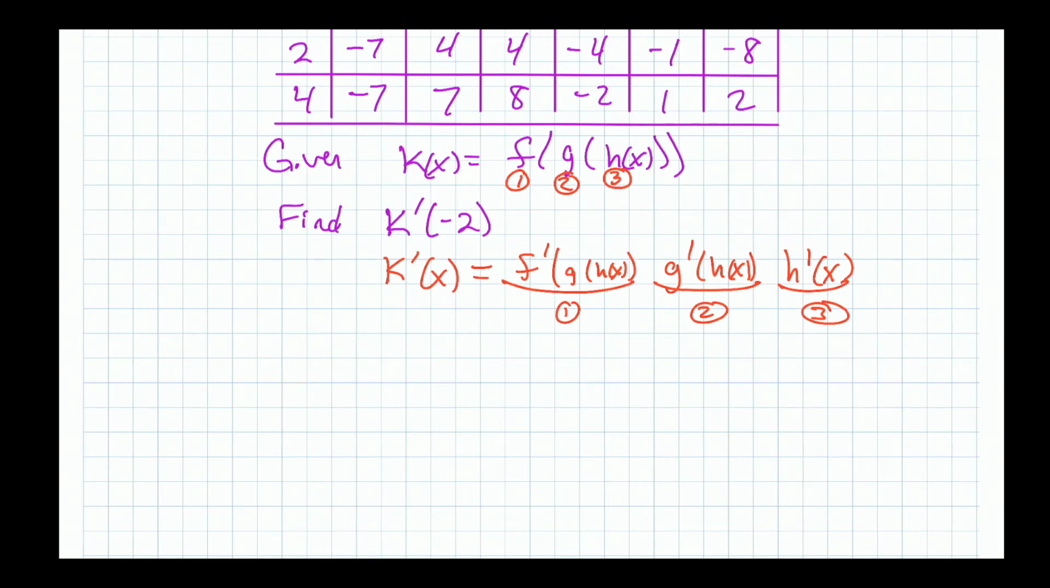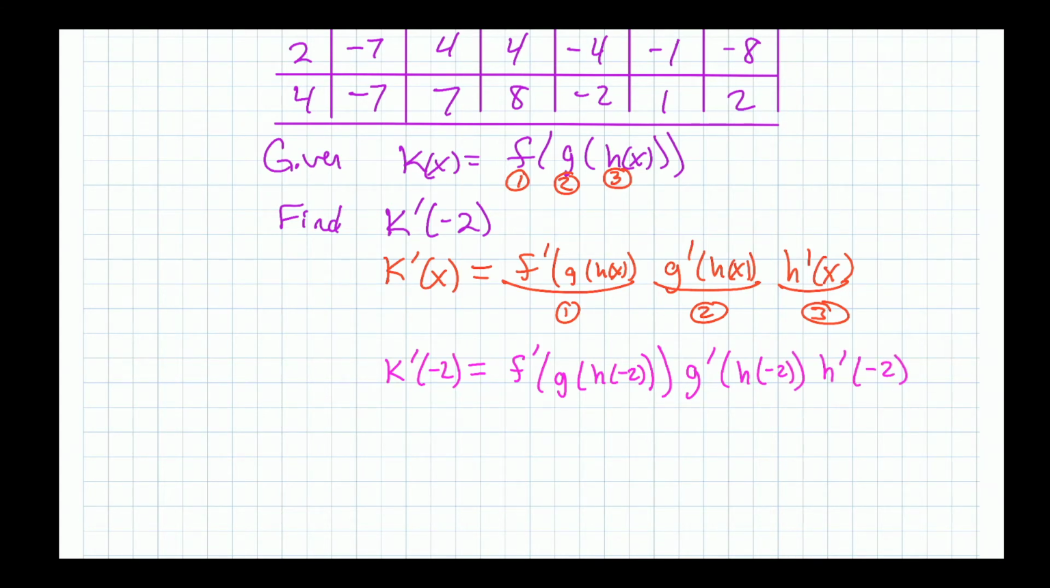Now, what are we supposed to do with it? We are plugging in negative 2. So we need k prime of negative 2, which is f prime of g of h of negative 2. Hope that's enough parentheses. Then I have g prime of h of negative 2. And then I have h prime of negative 2. All right. Now here's what you have to do. You have to start working this out from the inside out.